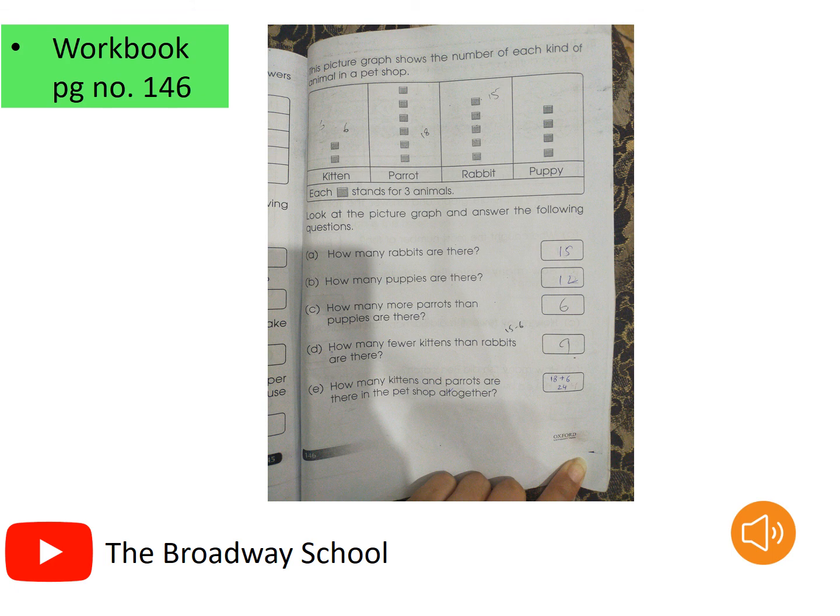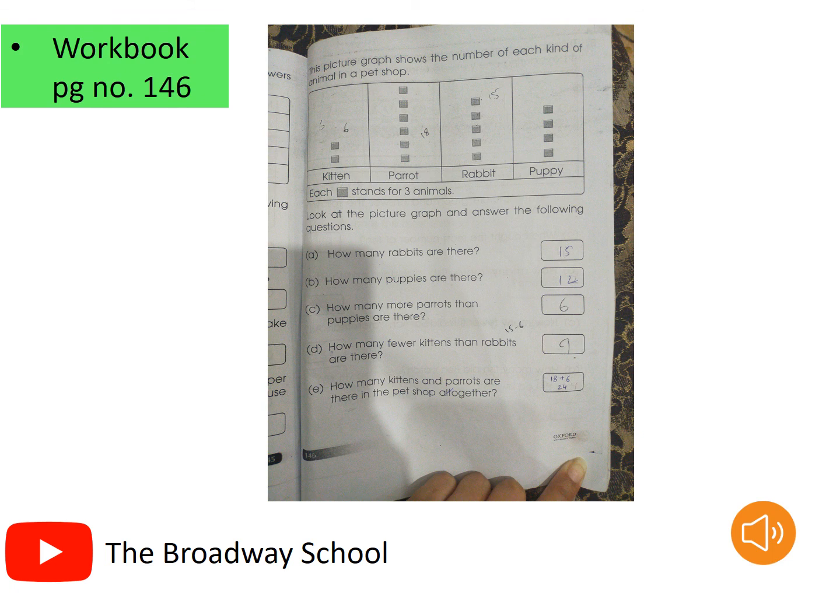Part B, how many puppies are there? So 4 multiplied by, because puppies are 4 and each box stands for 3. So what we will do, we will multiply it. 4 multiplied by 3 is equal to 12. Write 12 in front of the part B.